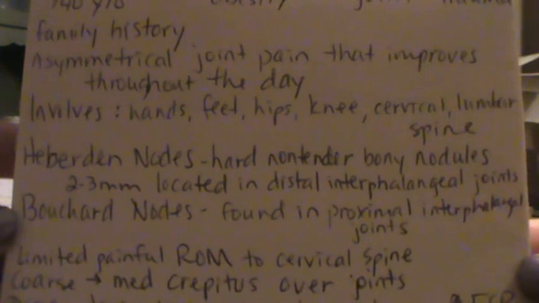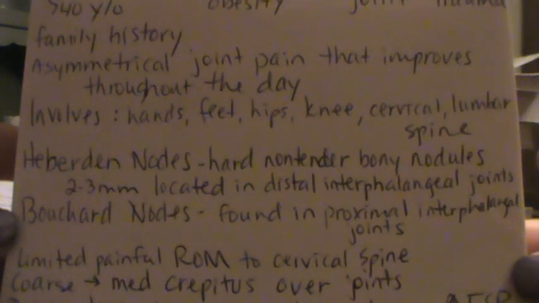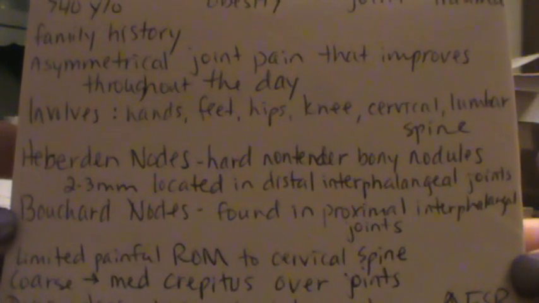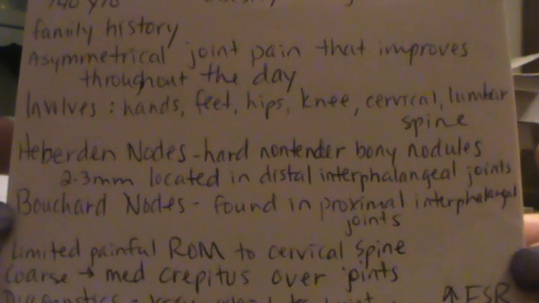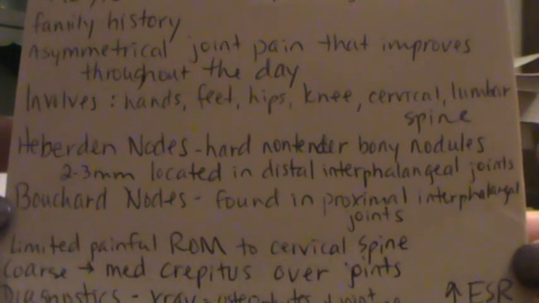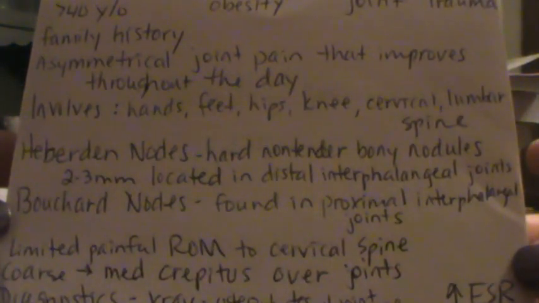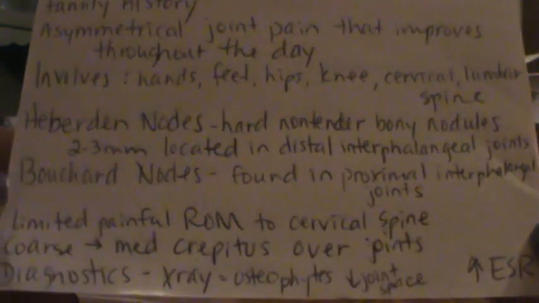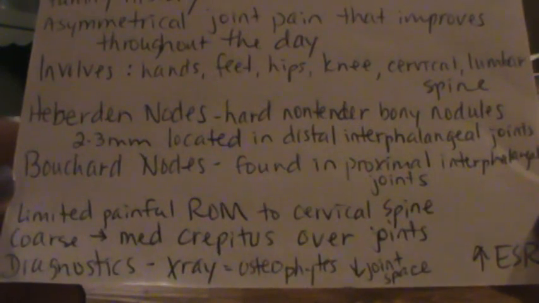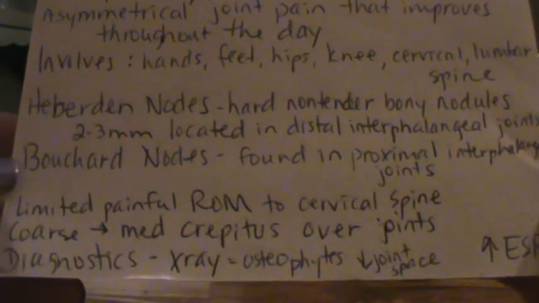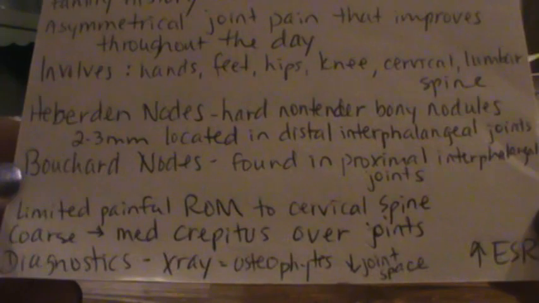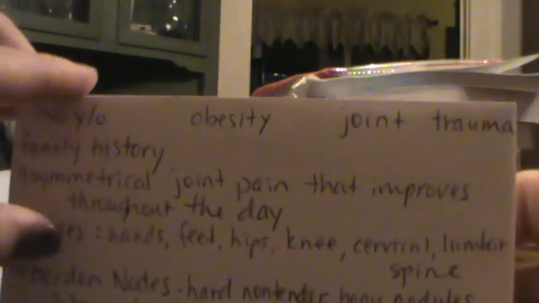They can have Heberden nodes, which are hard, non-tender, bony nodules. They are 2 to 3 millimeters in size and located in the distal interphalangeal joints. They can also have Bouchard nodes found in proximal interphalangeal joints. They have limited, painful range of motion to the cervical spine. They can have coarse to medium crepitus over their joints. Diagnostics include X-ray, which shows osteophytes and decreased joint space, and an increased sedimentation rate.